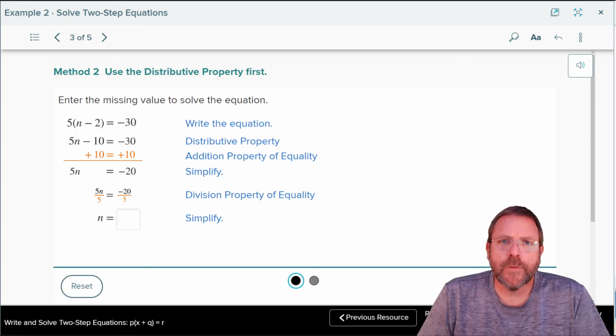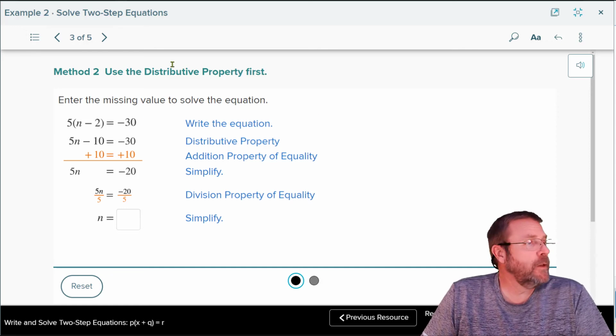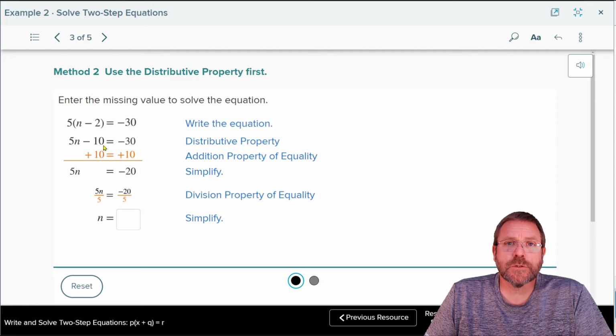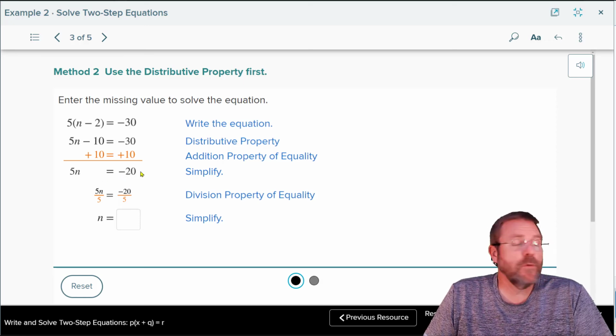The other method, method 2 for them, is going to be to use your distributive property, and you can see right here that's exactly what they did. They took this 5 and they distributed it through the grouping symbol. 5 times n is 5n, 5 times negative 2, that's negative 10. From there, they undid addition and subtraction just like you would do any normal two-step equation, subtracting or adding 10 on both sides. You can see right here, the 10's on the left zeroed out, and on the right, signs are different. Find the difference with the sign of your larger number going in front of your answer, giving you a negative 20. Now you have 5n is equal to negative 20.